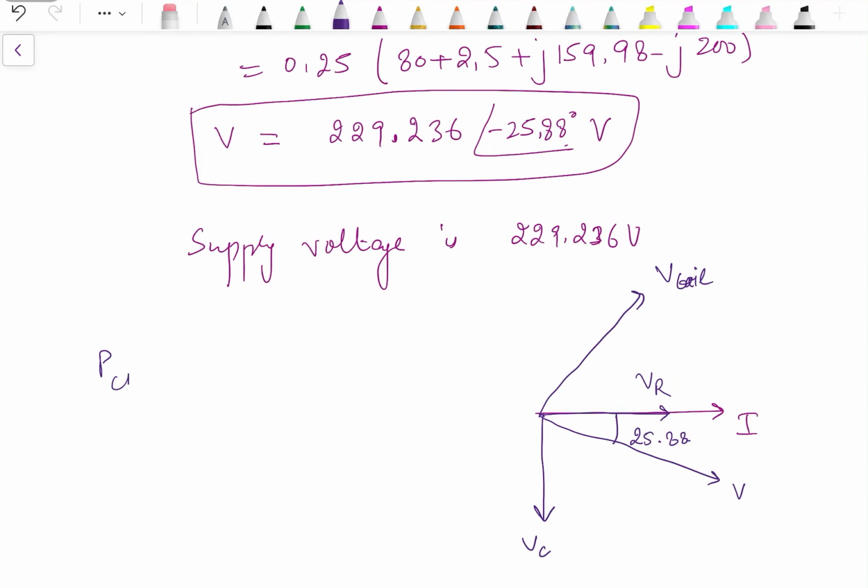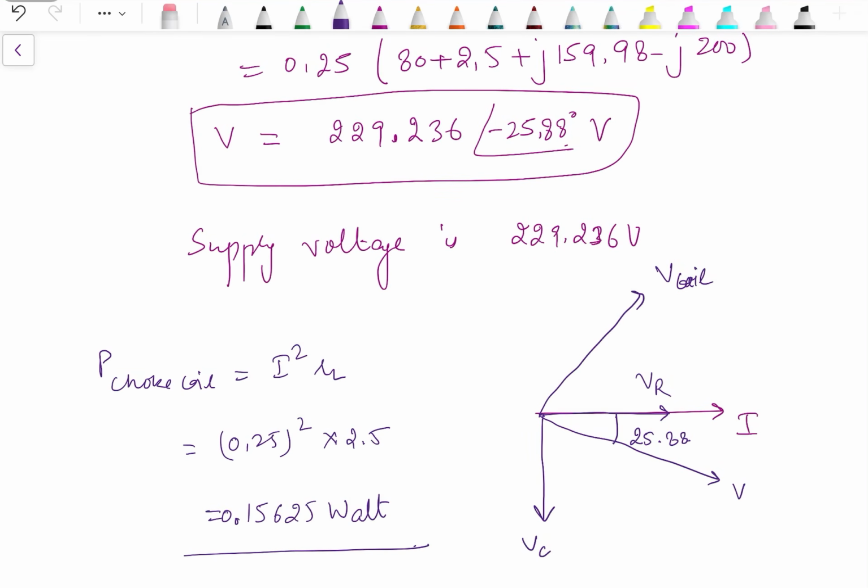power consumed in the choke coil. So that will be I square into the resistance of the choke coil, 0.25 square into 2.5. This one is 0.15625 watt. This is the power consumed in the choke coil.